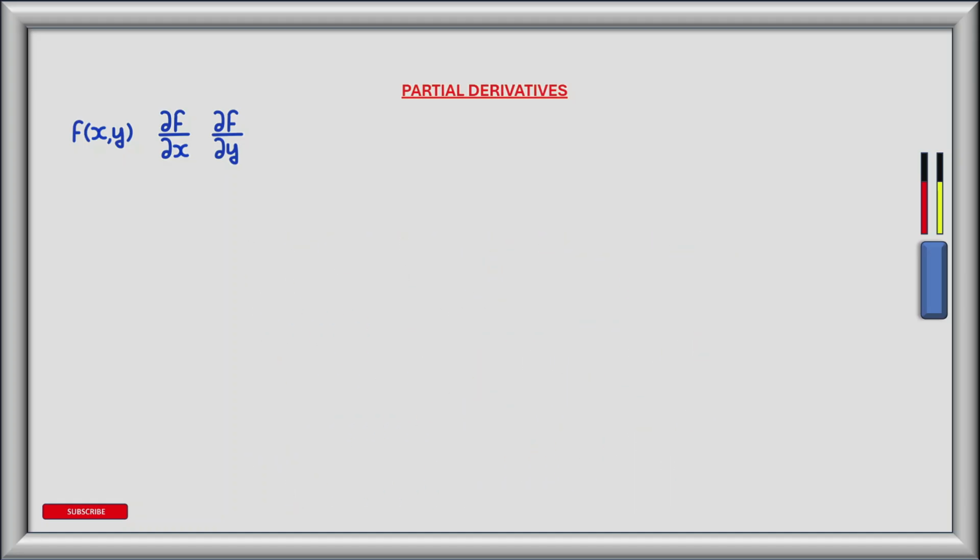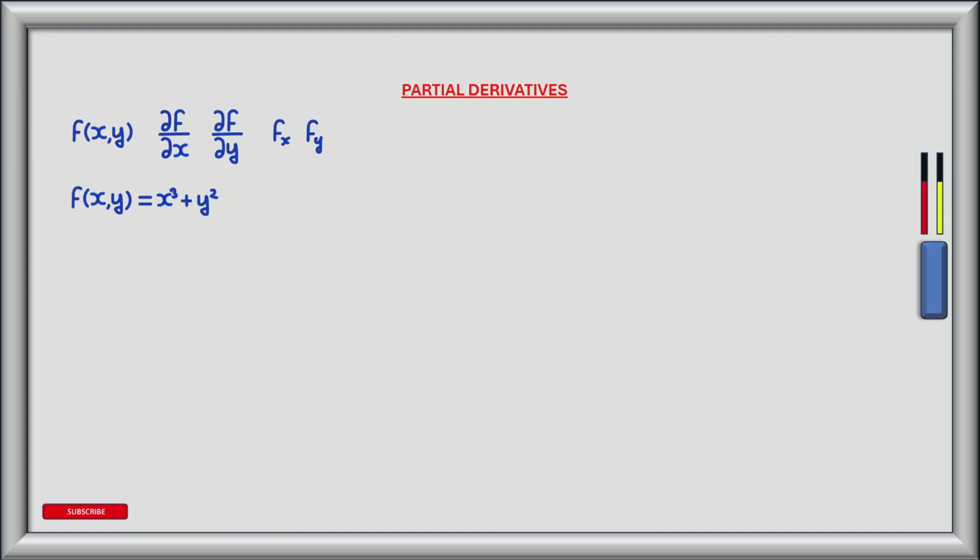Suppose we have a function f of x, y. The partial derivative of f with respect to x is given by df by dx, and the partial derivative of f with respect to y is given by df by dy. An alternative way of representing this is f subscript x and f subscript y. So now let's take a look at an example of how we take partial derivatives.